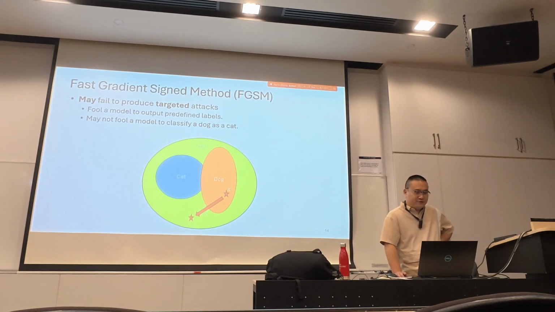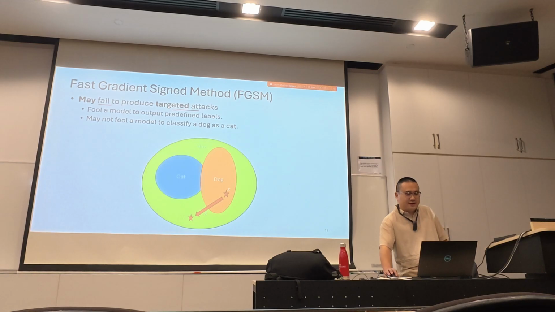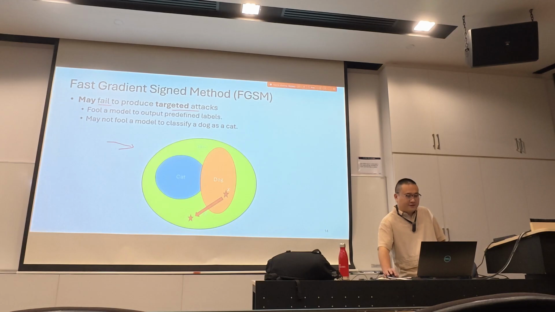So FGSM can be used for non-targeted and targeted attacks. But when we use it for targeted attacks, this algorithm may fail to produce successful targeted attacks. Recall that for targeted attacks, we define our desired label. So instead of just letting the model output an incorrect result, we let the model output our predefined result. So here is an illustration of why the targeted attack may fail for FGSM.